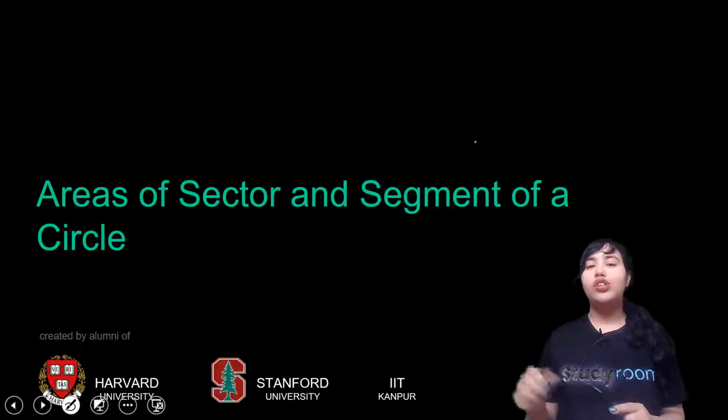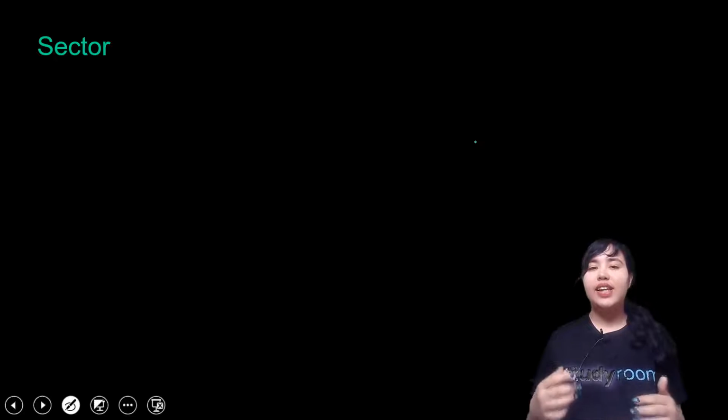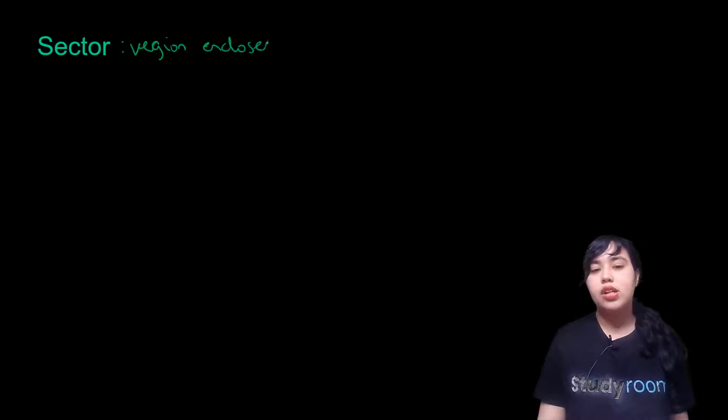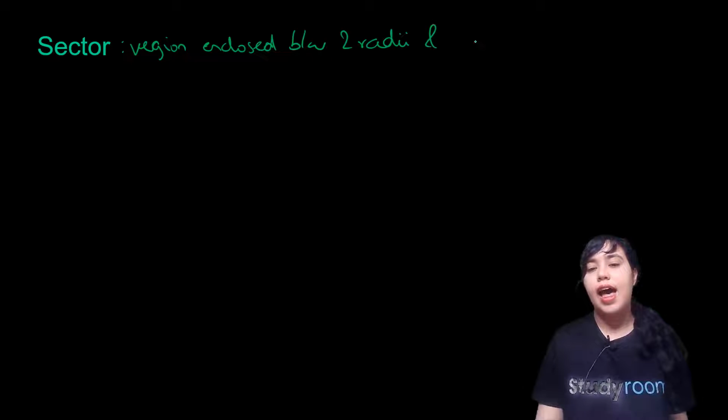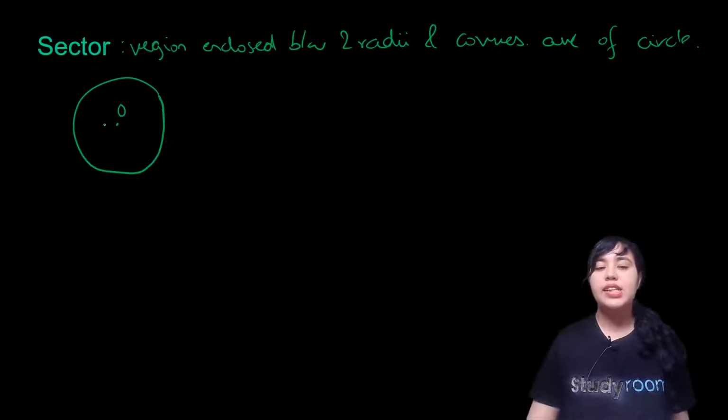Okay, so now we move on to the actual topics that we need to discuss, the area of a sector and segment of a circle. So first of all, let's understand what we mean by a sector of a circle. It is basically the region enclosed between two radii and the corresponding arc of the circle. So let me consider this circle over here. A circle will obviously have a center. So let me call that center O.